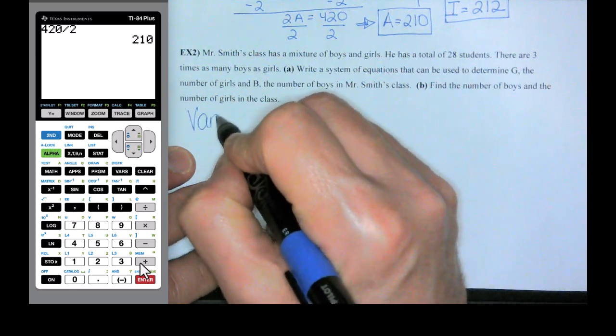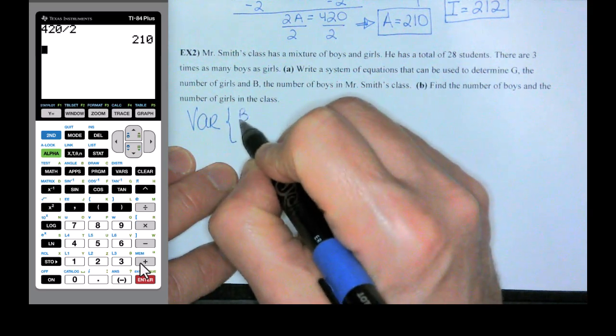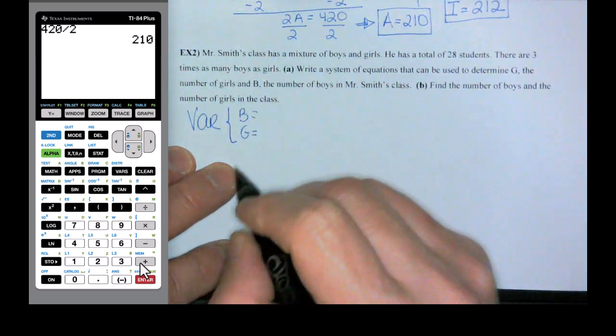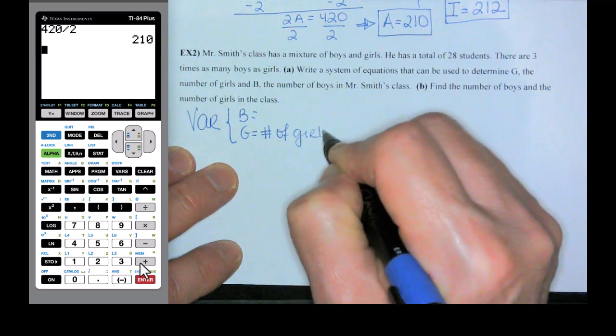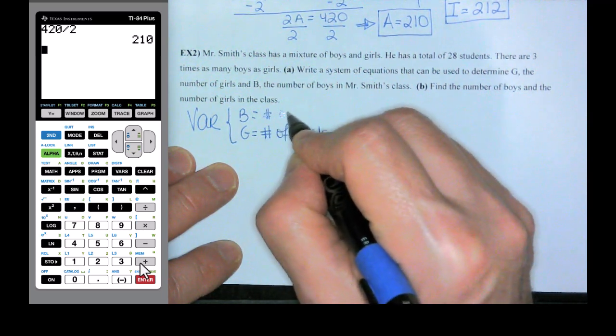Again, let's establish our variables, which is going to be B and G, where G is the number of girls and B is the number of boys.